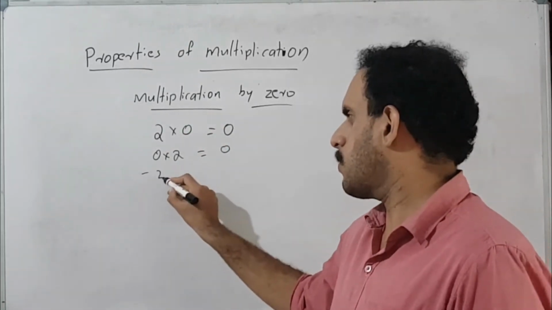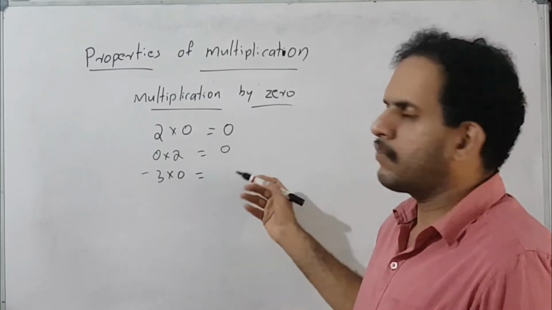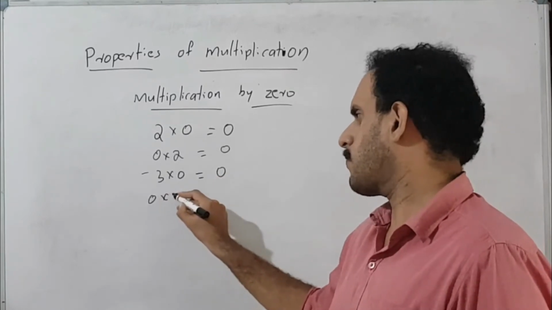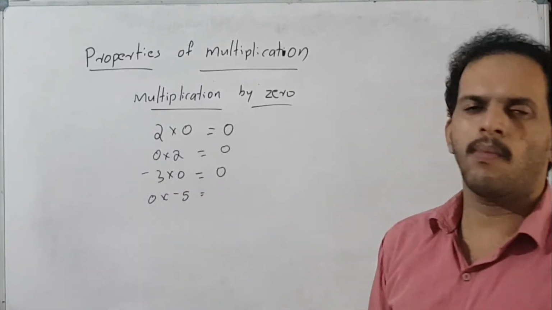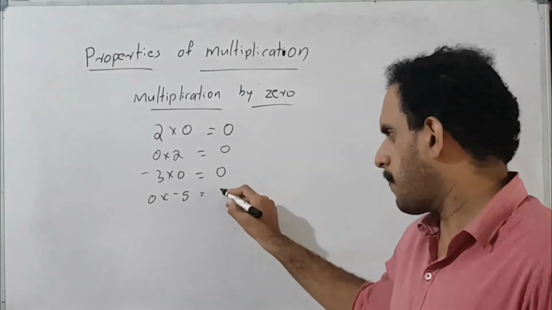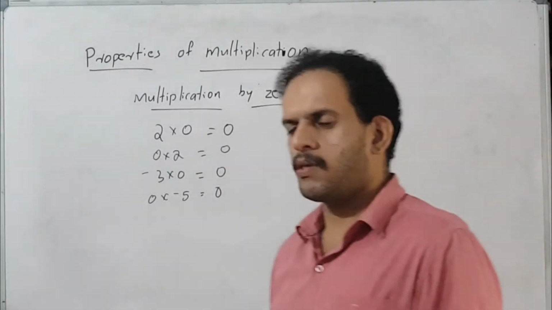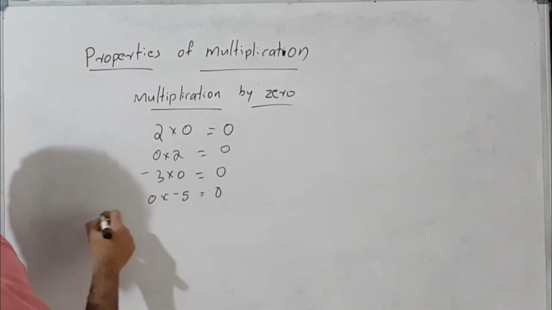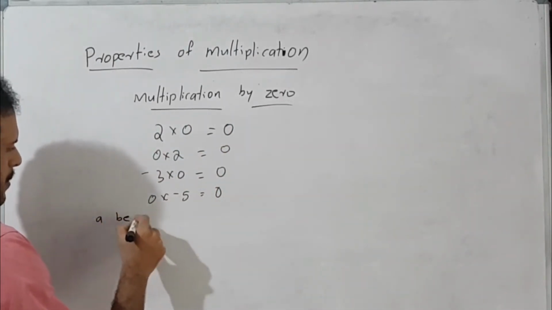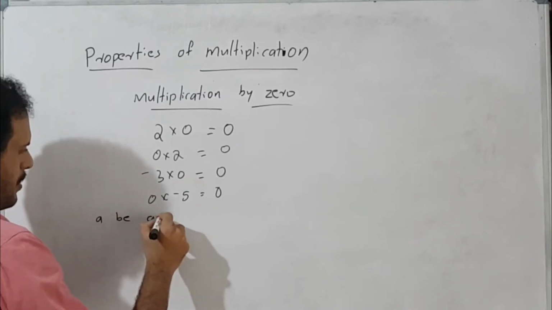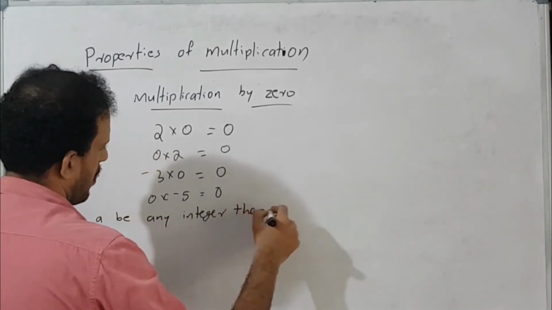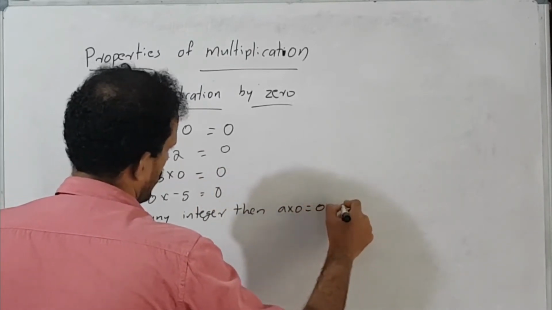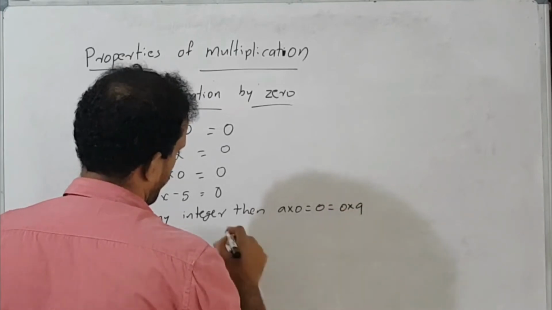What is minus 3 into 0? That is 0. What is 0 into minus 5? 0 into minus 5 is also 0. That means if you multiply any number with 0, what is the answer? The answer is 0. So we conclude like this: if A is any integer, then A into 0 is equal to 0, which is equal to 0 into A.